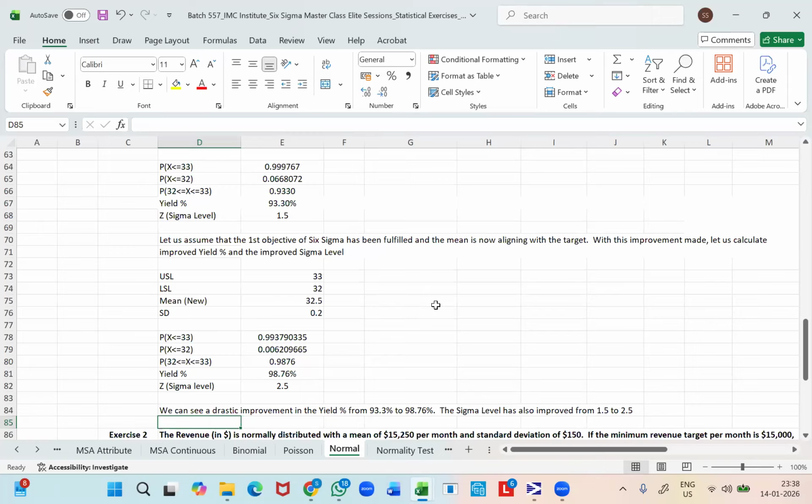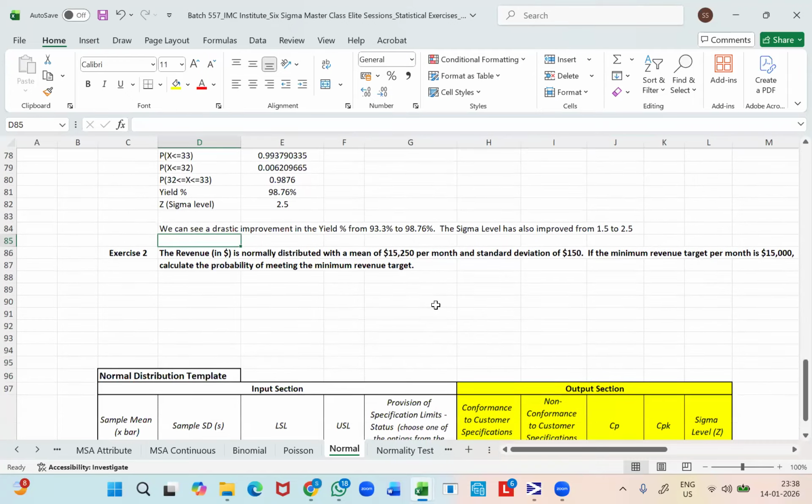Standard deviation, reduce. Very good. So we need to fulfill the second objective of Six Sigma, which is reduce variation. Only by reducing the standard deviation value will we be able to further improve this sigma level. So we'll play around with this template.